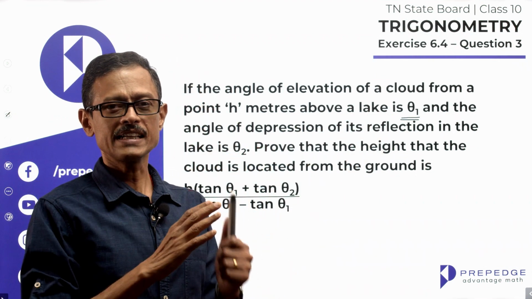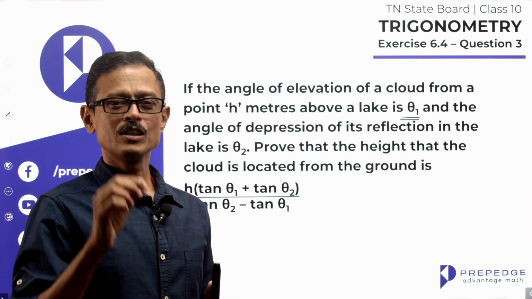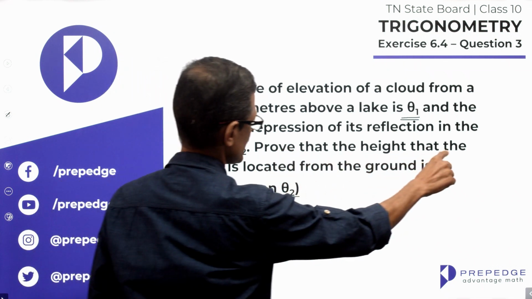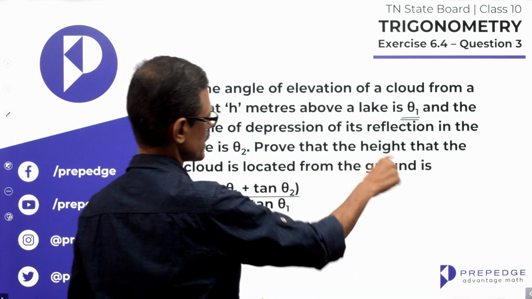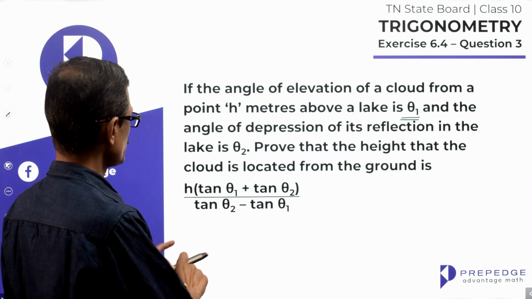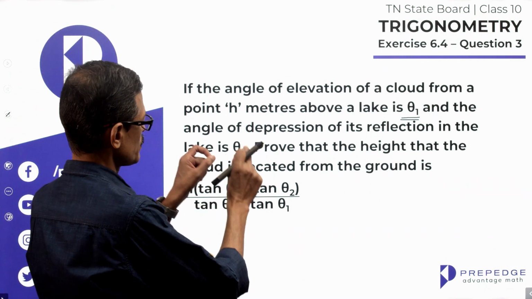If we get this right, the question is more or less done. But this question has one more layer. What they ask us to prove is: prove that the height at which the cloud is located from the ground, from this water level, is equal to h into tan theta 1 plus tan theta 2.